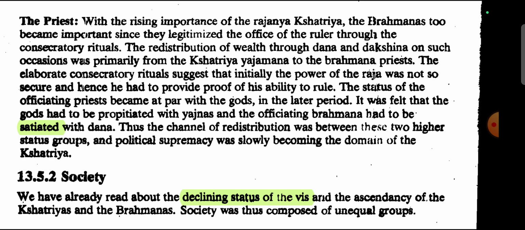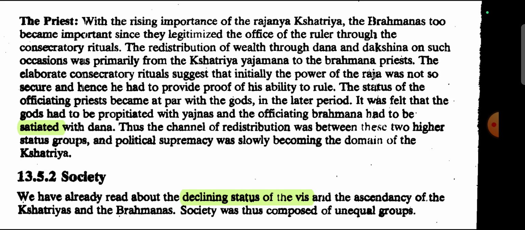The priest. With the rising importance of the Rajanya Kshatriya, the Brahmins too became important, since they legitimized the office of the ruler through the consecratory rituals. The redistribution of wealth through dana and dakshina on such occasions was primarily from the Kshatriya yajamana to the Brahmana priest. The elaborate consecratory rituals suggest that initially the power of the Raja was not so secure, and hence he had to provide proof of his ability to rule.